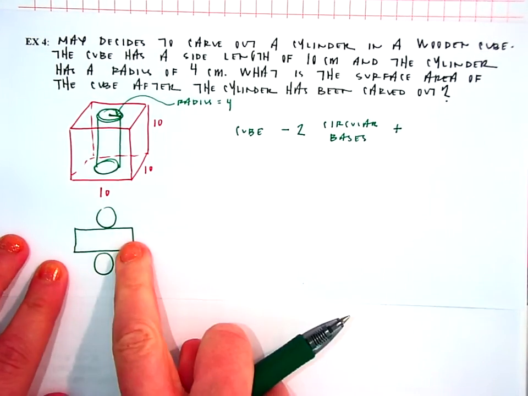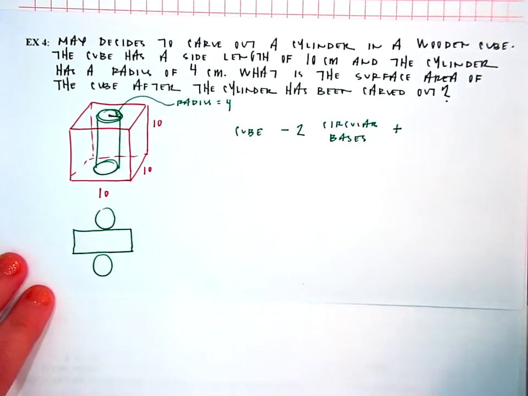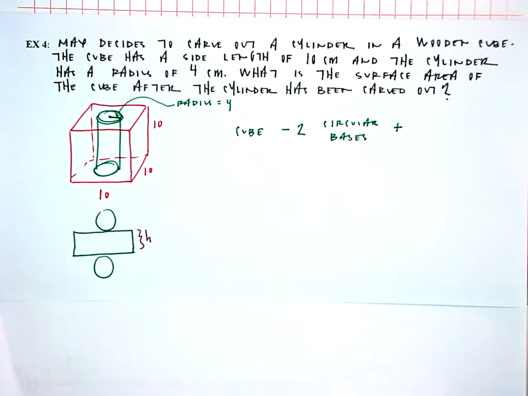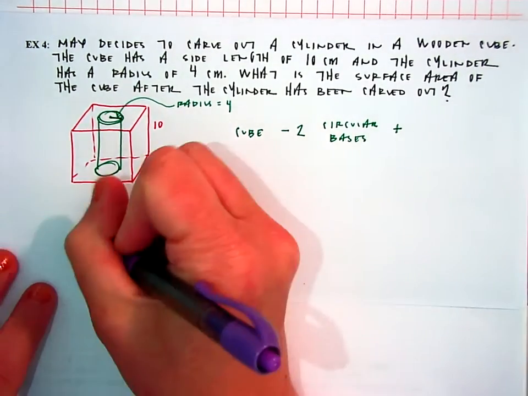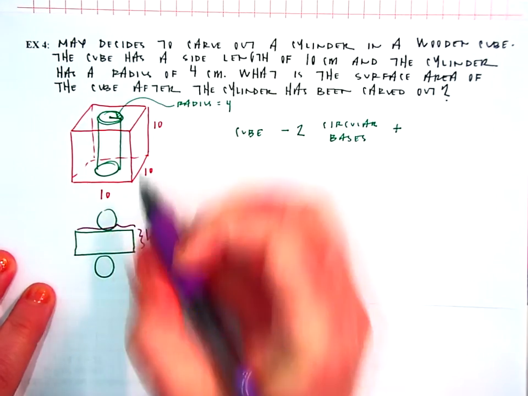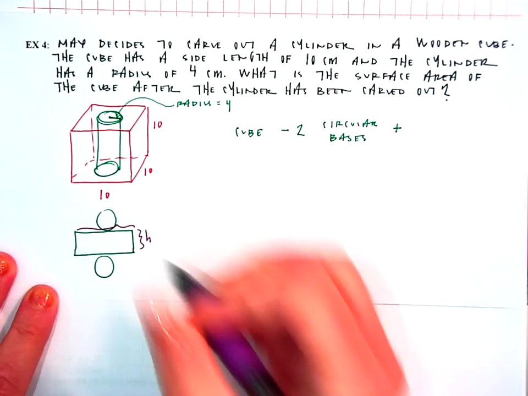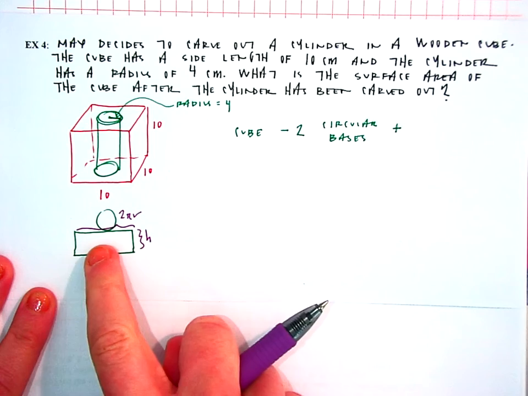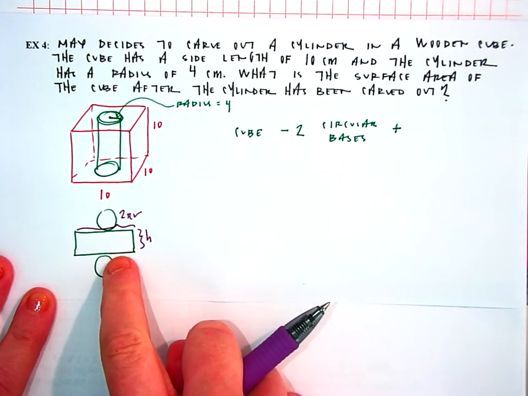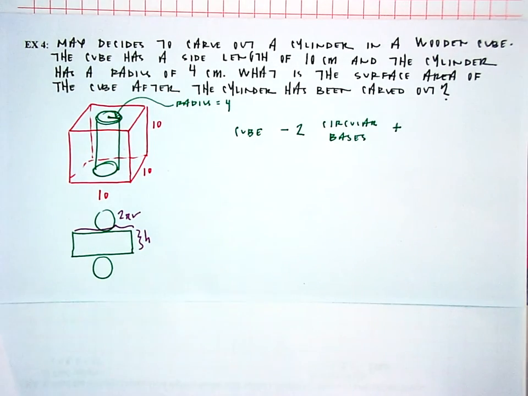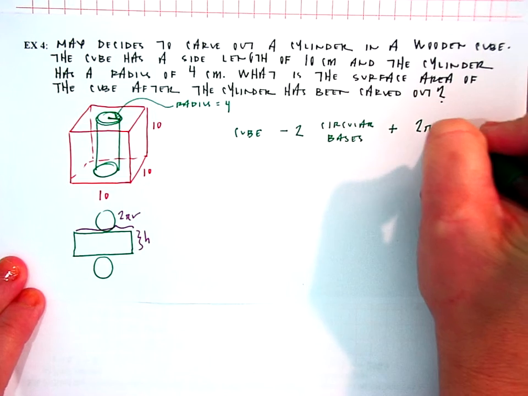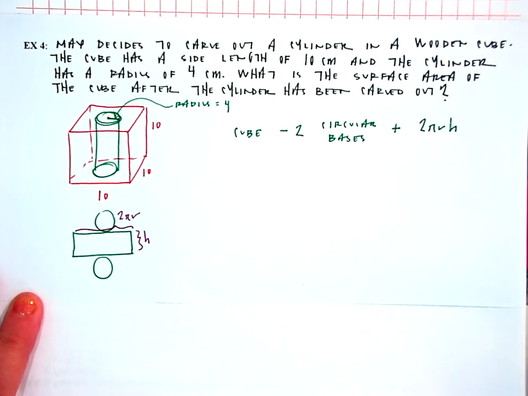Remember where this is coming from. This is the height right here, so that is the height of the cylinder. And then this part that wraps around that base, that's the circumference, so 2 pi r. When I see it flat, I can picture it just like this giant rectangle right there. So I'm going to add in 2 pi r, that's my circumference, times the height, h.